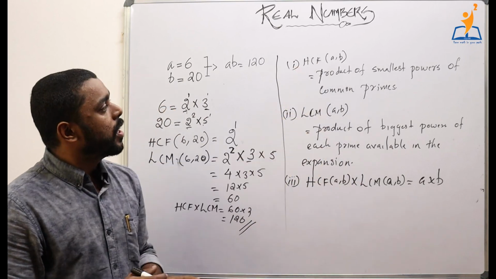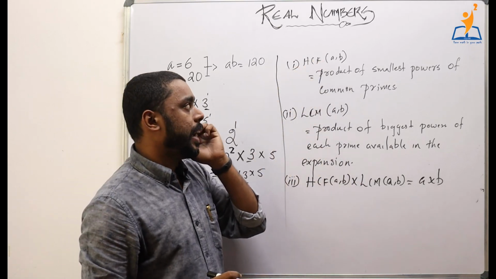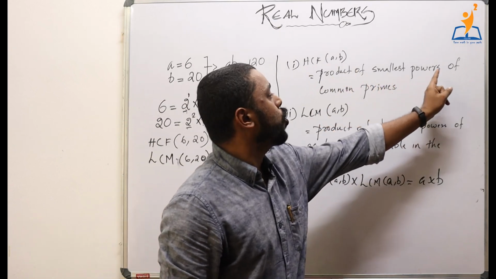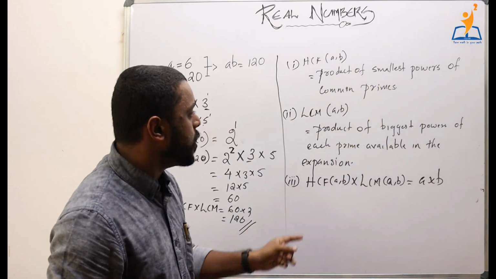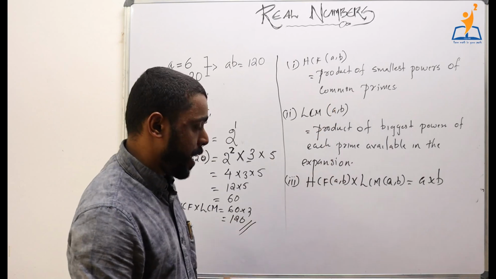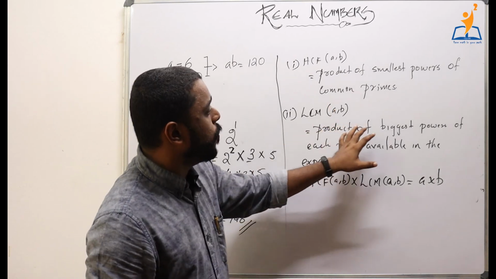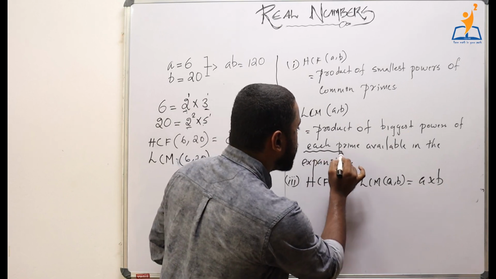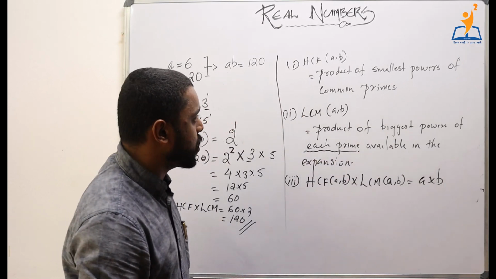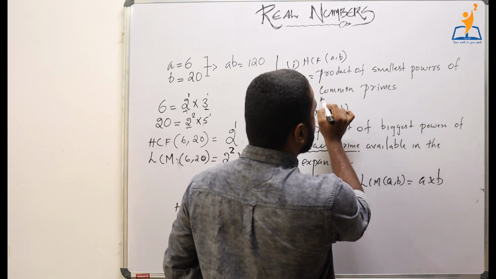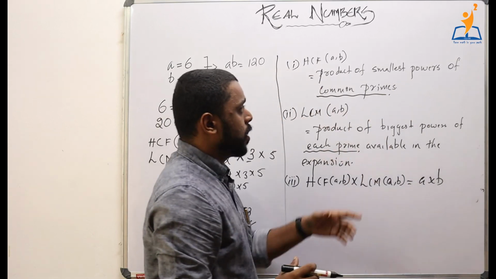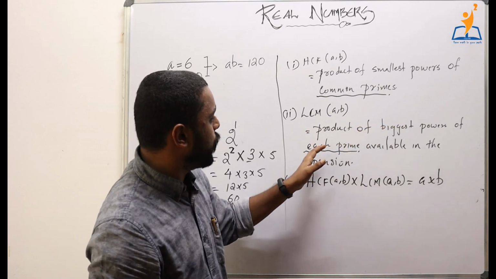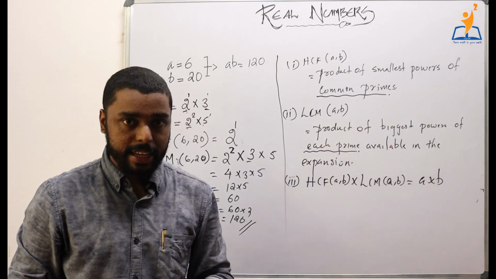So we have HCF of two numbers A and B equal to the product of smallest powers of common primes, whereas LCM of two numbers A and B equal to the product of biggest powers of each prime. See, here we are choosing each prime available in the expansion, whereas for HCF we are choosing the smallest powers of common primes.